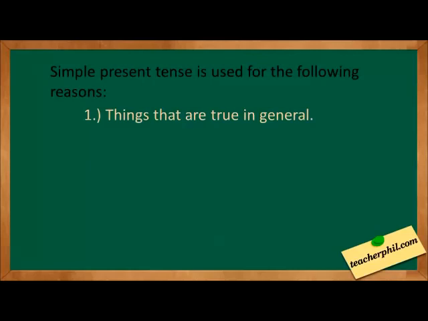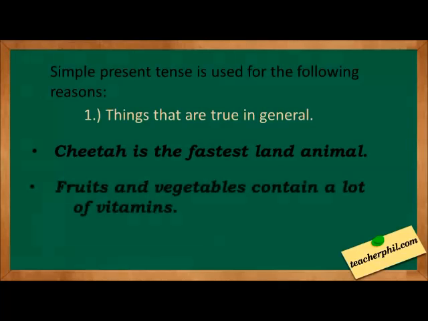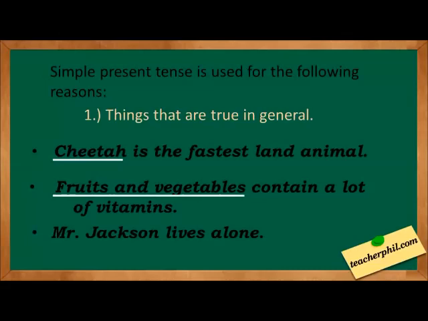Number 1, for things that are true in general. Examples: Cheetah is the fastest land animal. Fruits and vegetables contain a lot of vitamins. Mr. Jackson lives alone. Cheetah, fruits and vegetables, and Mr. Jackson are the subjects in these sentences, while is, contain, and lives are the verbs.